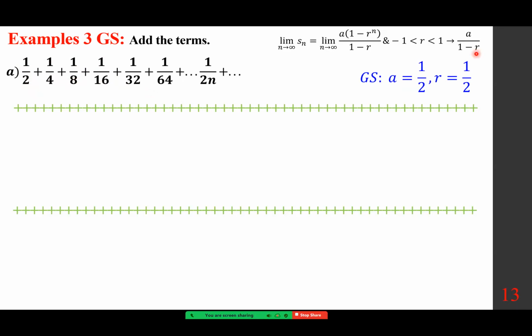So according to this formula, the sum is a over 1 minus r. Replace the a with 1/2, replace the r with 1/2. Since this is 1/2, this is 1, and we are done.